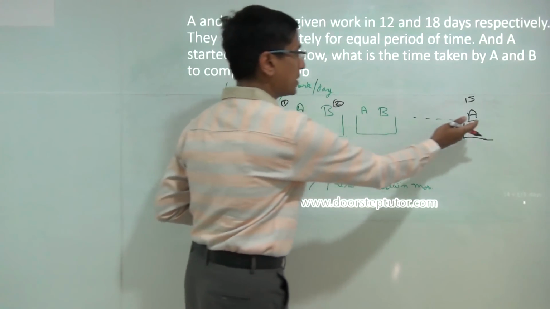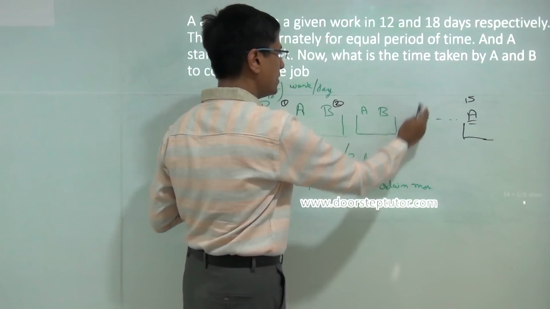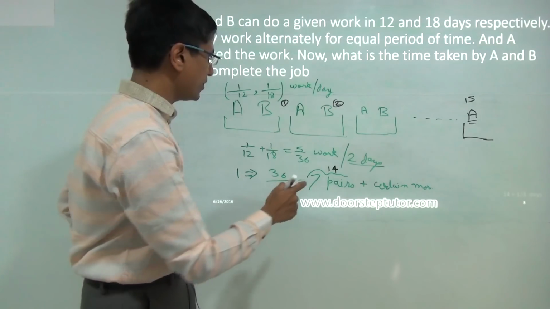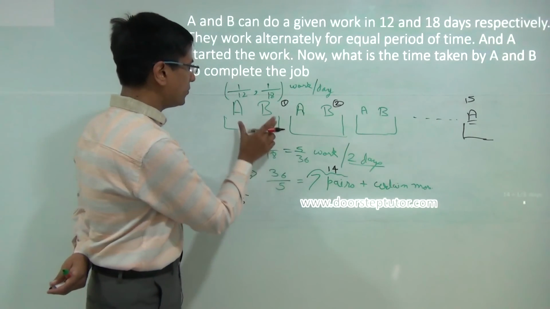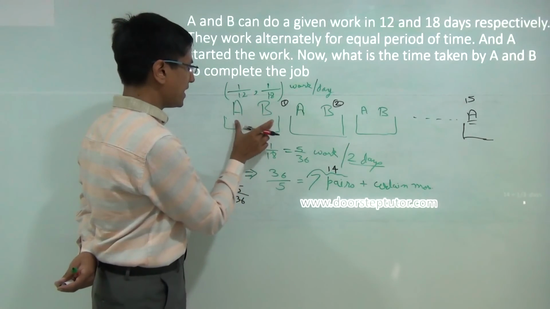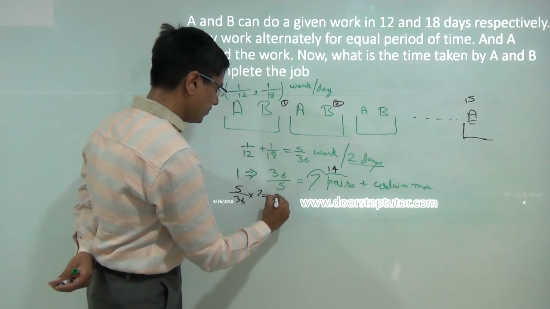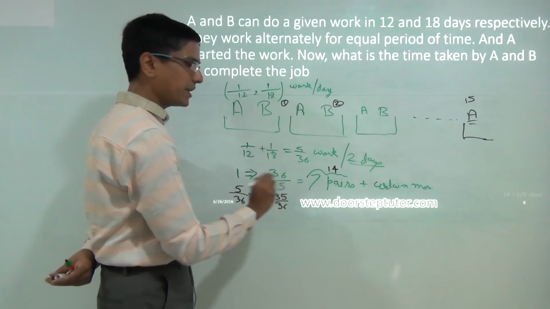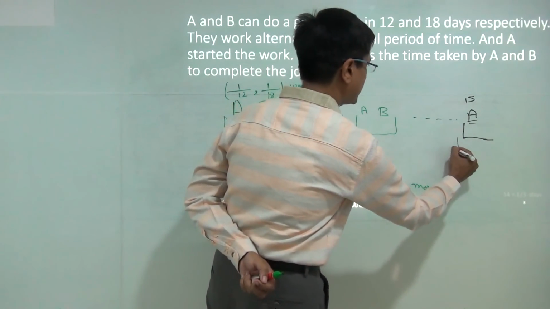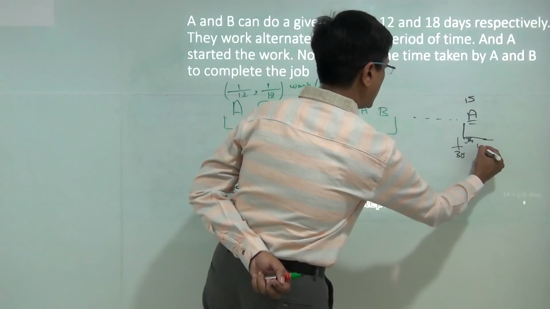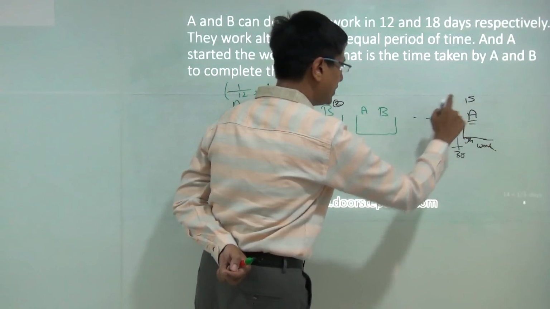And how much time would A require? For that we have to find out how much work would be completed in 14 days, that is 7 pairs of days. They do 5/36 of work every 2 days together, right? A is working, B is working, and every 2 days they do 5/36 of work. So in 7 pairs of days, 35/36 of work is done. And how much work is left? 1/36 of work is left, and this has to be completed by A on the 15th day.